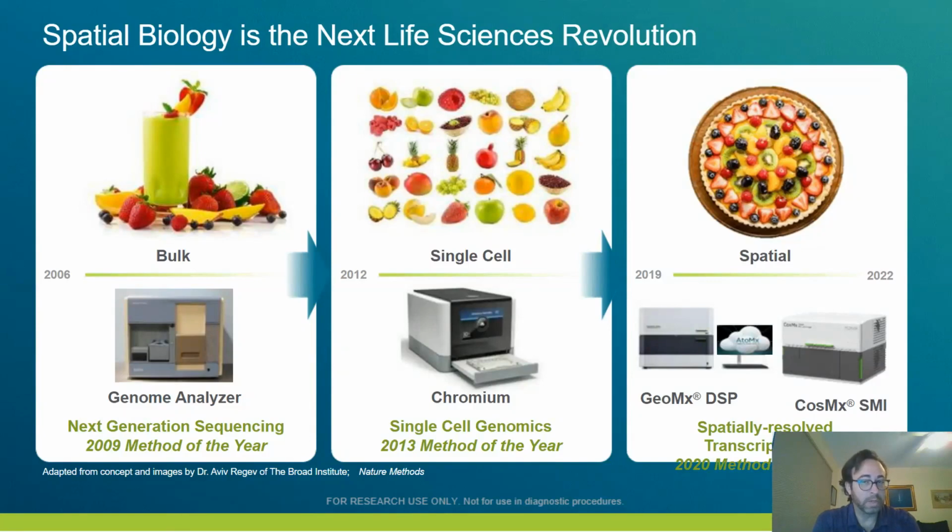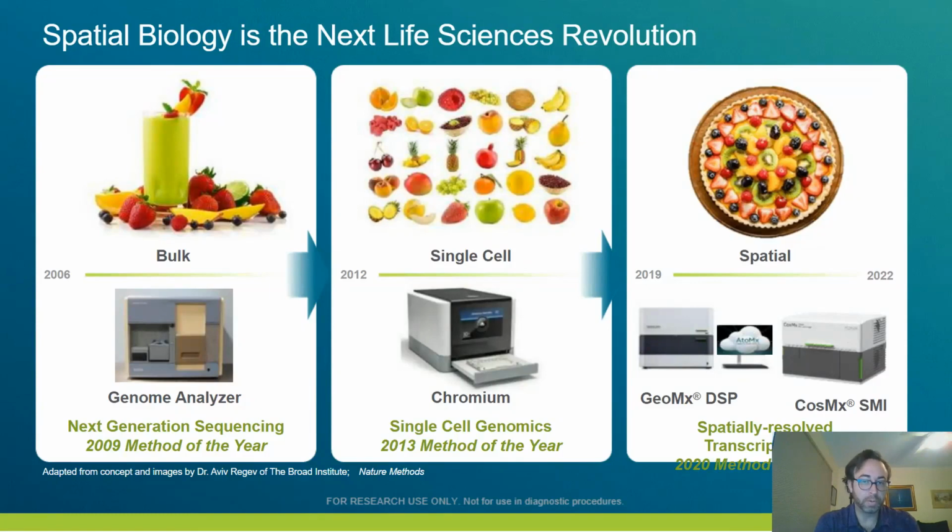Moreover, it's also not possible to really know whether or not the oranges are supposed to be sitting next to the apples in your actual tissue, or if what you're looking at is really representative of the structure as a whole. And so that's where spatial biology really comes in.